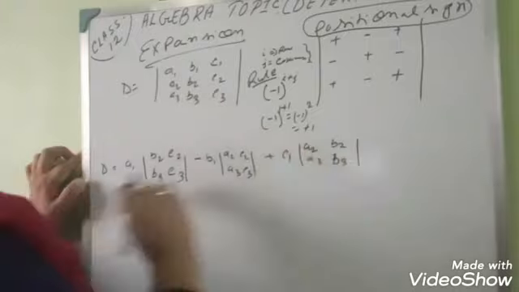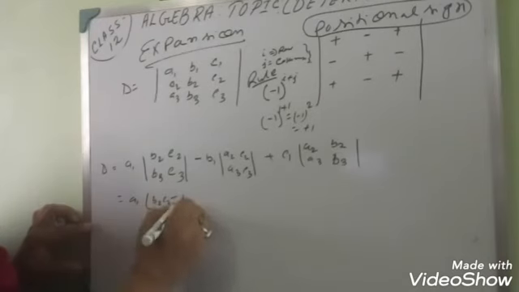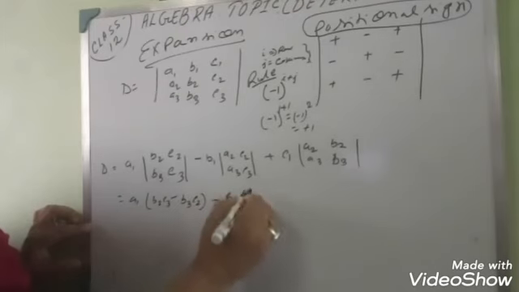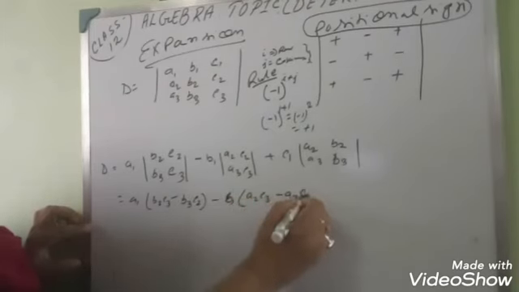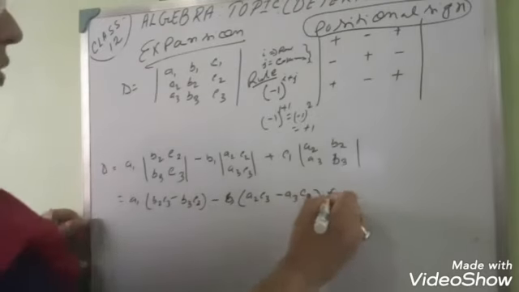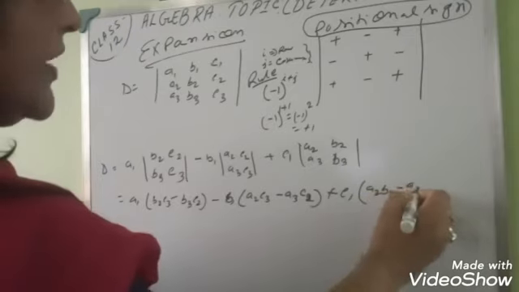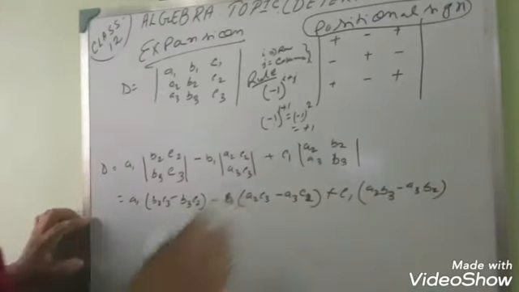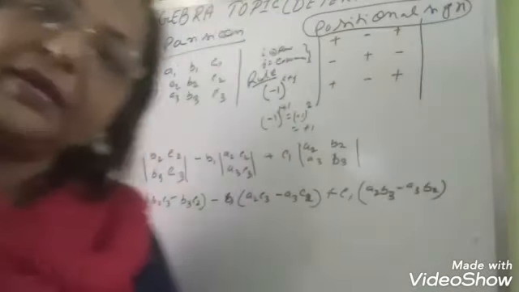This is the expansion of the determinant. Now a1 into b2 c3 minus b3 c2, minus b1 into a2 c3 minus a3 c2, plus c1 into a2 b3 minus a3 b2. This is the expanded form. Okay, coming with the next video.